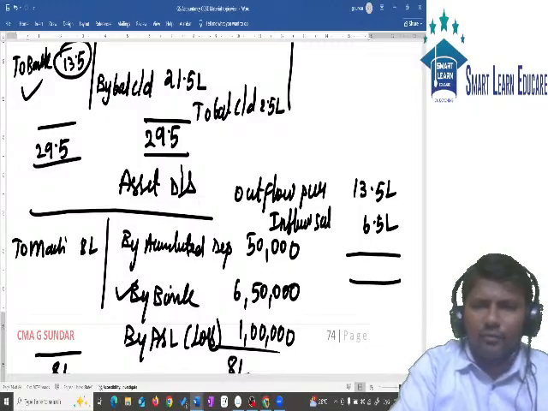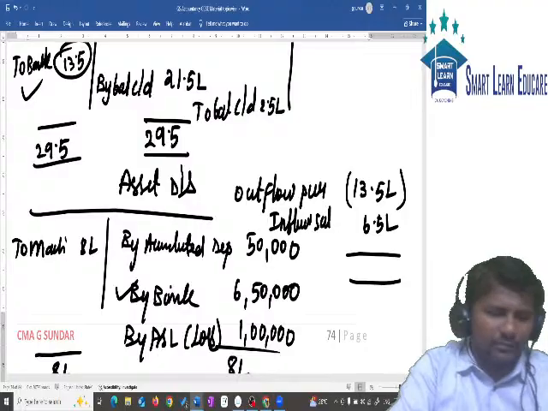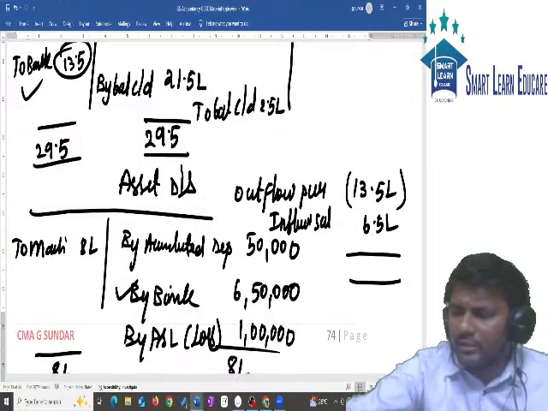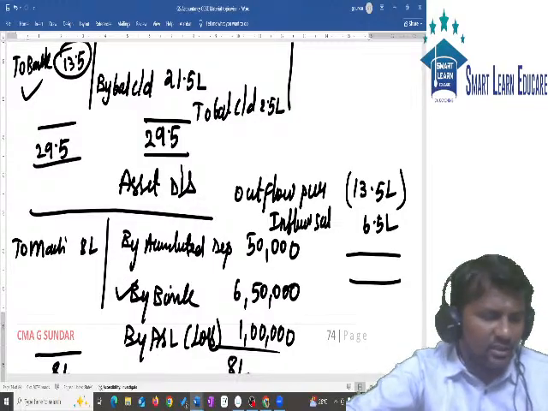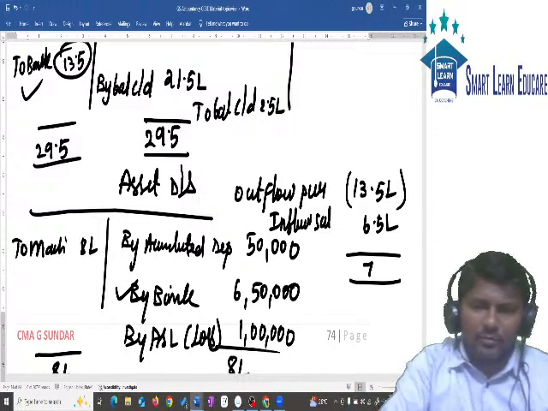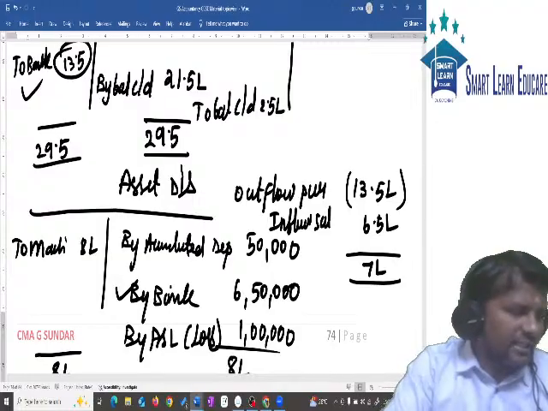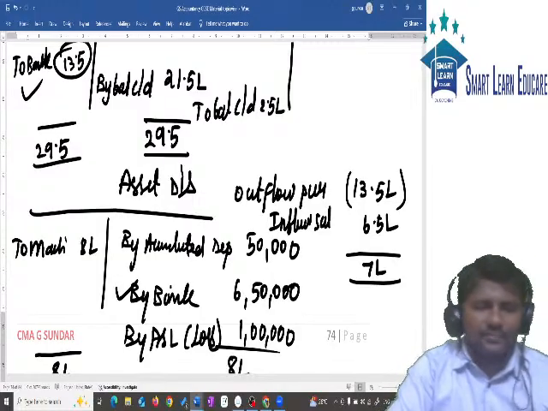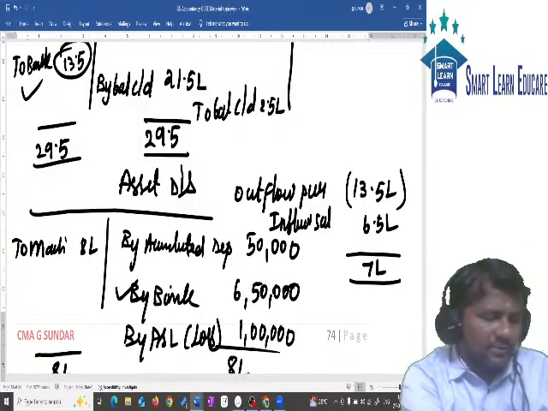It is outflow of cash. Outflow is 13.5 minus inflow is 6.5. Net, how much amount is it? 7 lakhs. Which point should I explain?